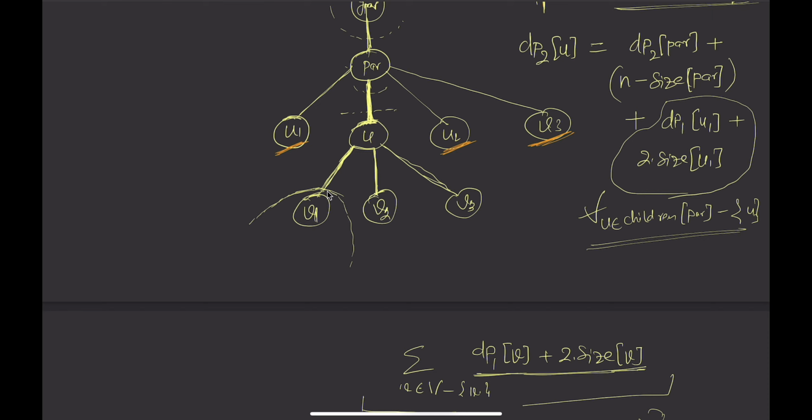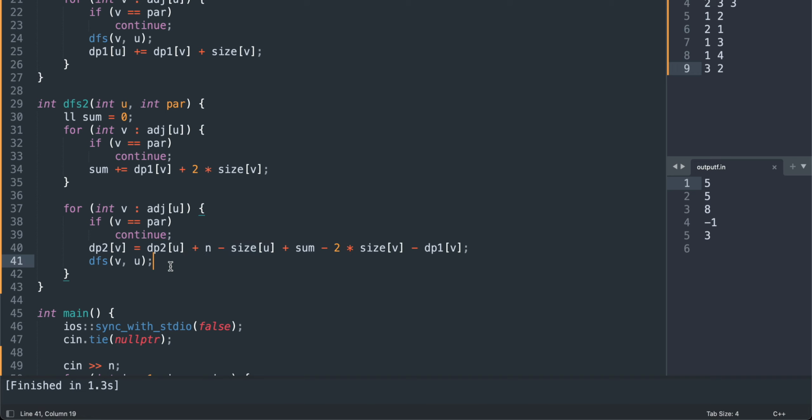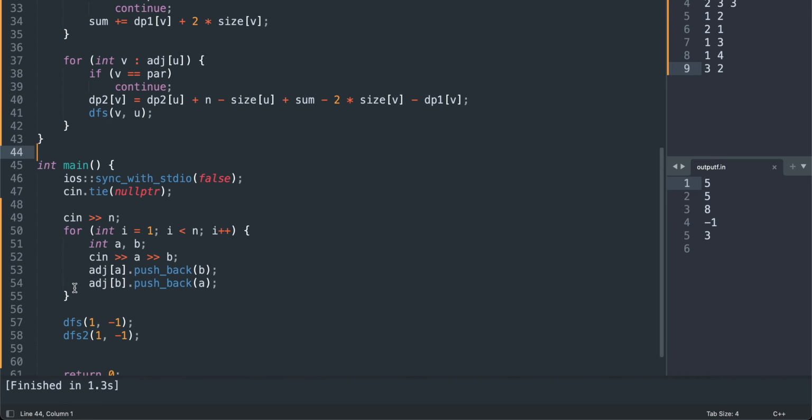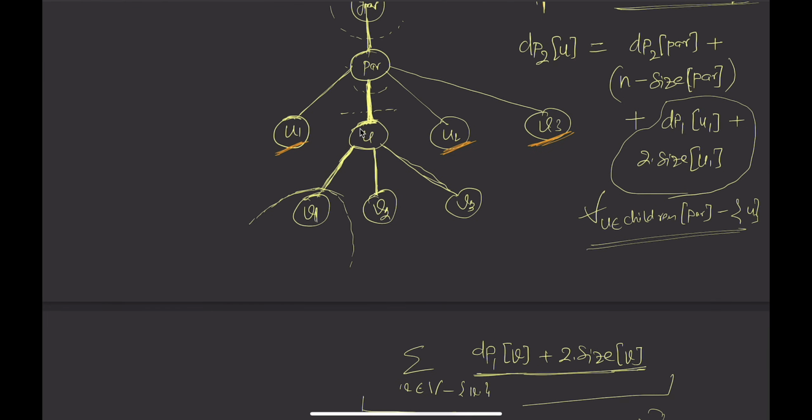Because what was its contribution in the sum? Its contribution for this value was 2 times the size plus dp1. So if I'm calculating for this one, I need to subtract the same value. Okay, it makes sense. dp2. So for every node now I know what is the value from here, what is the value from here. So I think the answer is the sum of these two, right?